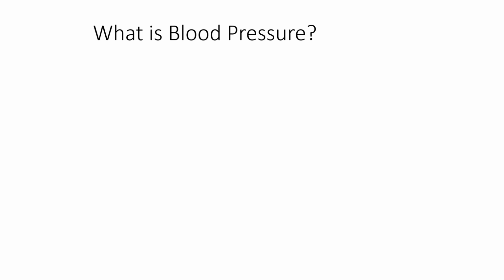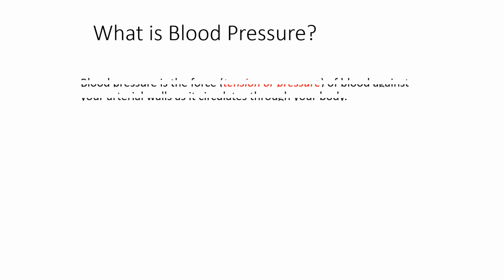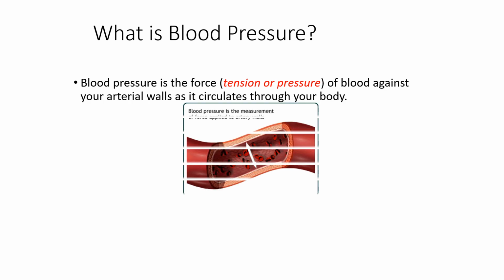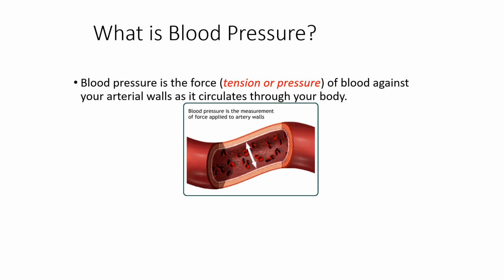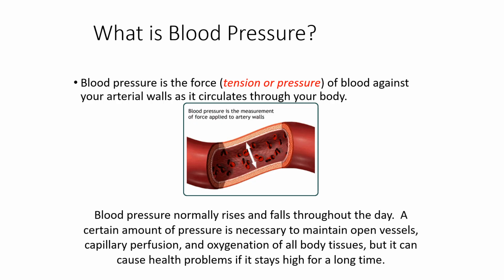So what is blood pressure? Blood pressure results from cardiac output and peripheral resistance. Cardiac output is determined by the heart rate and stroke volume, while peripheral resistance depends on blood vessel constriction. Normally, blood pressure will rise and fall throughout the day, and an adequate blood pressure is needed to perfuse and oxygenate our vital organs and tissues.